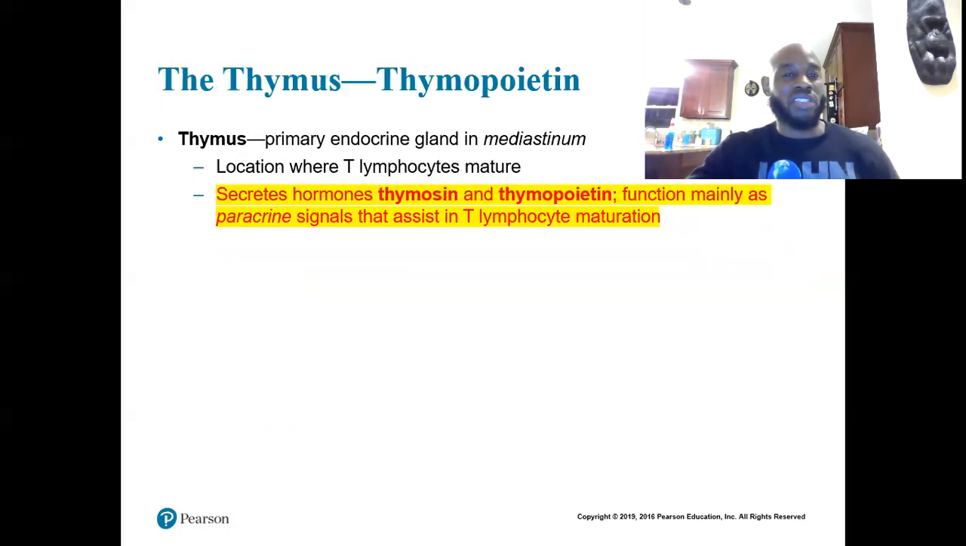We have the thymus, which secretes thymosin and thymopoietin. I never know how to pronounce that word. But it helps with our T lymphocytes. Remember our T cells and our B cells? Those help with our immune system. So the thymus gland helps with the maturing of our T cells, those helper T cells, which help fight off pathogens that enter our bodies.